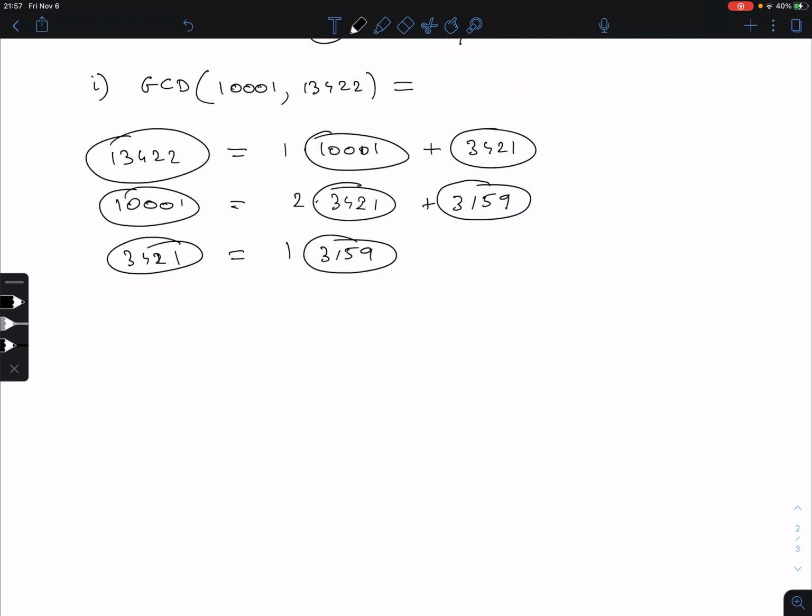Okay, so this goes there once, and what is left is, okay, 3,421 minus 3,159, that is 262. Okay, so I use this pair now, 3,159 and 262. So how many times is that? 3,159 divided by 262, that is 12. So 262 times 12 is 3,144. And what is left is 15.